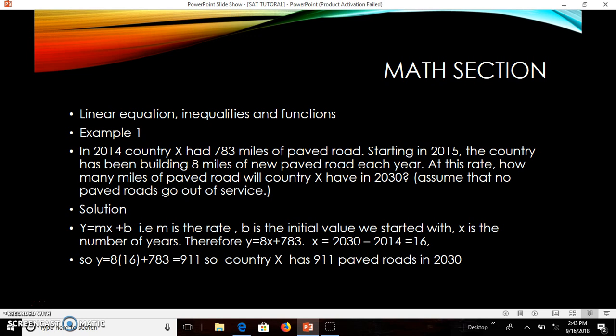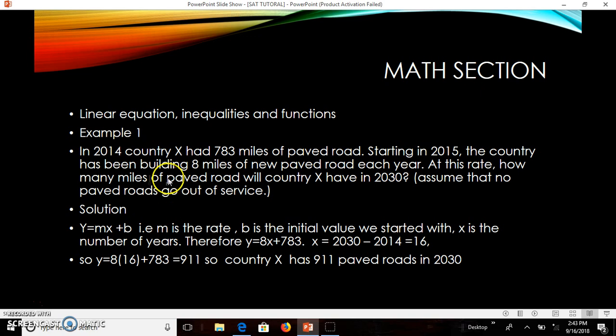Now look at it. Still using this formula, I told you about the formula y equals mx plus b. I use b in place of c. It could be anything, you can use anything to represent it. So m is the rate, as I told you earlier. b is the initial value we started with. And x is the number of years, or the time or duration.